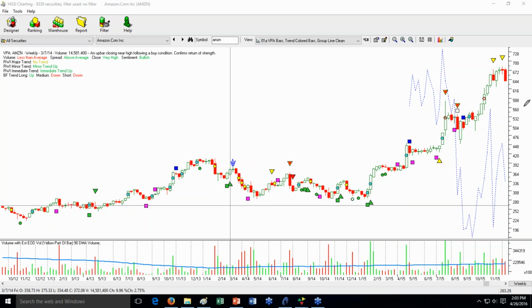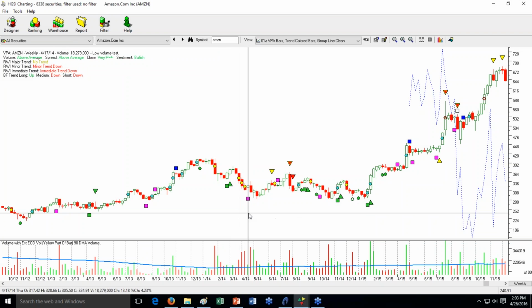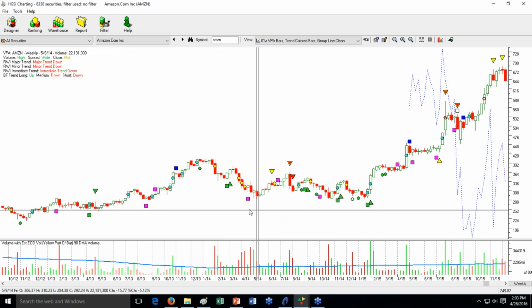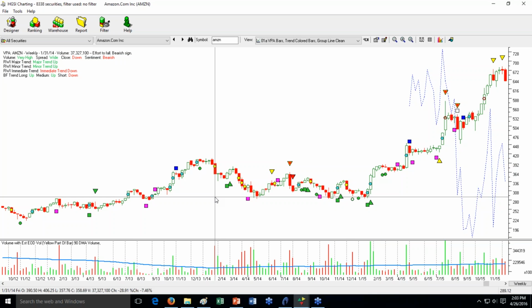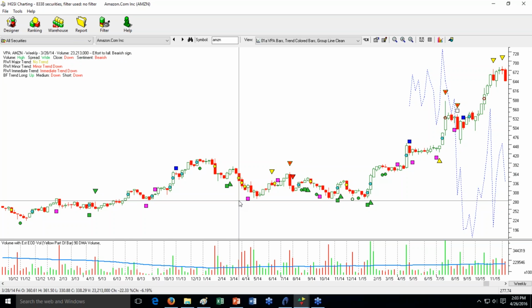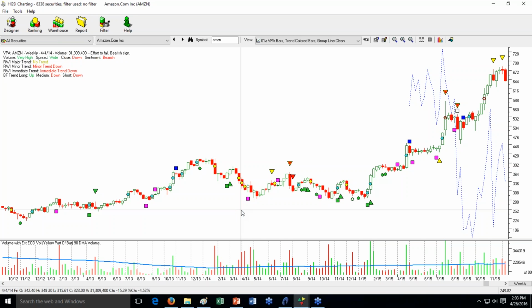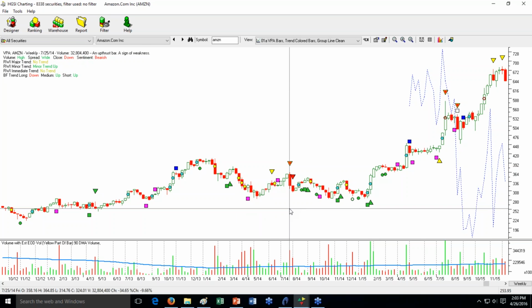Okay, so as we go through all of the other signals here, some of the signals that I thought were, again, extremely interesting. So for instance, we had this bar right here that showed us initial weakness. We have this bar right here that is showing a continuation of that weakness. We look at the volume. The volume provides us a confirmation that supply is still available and that we are still in the testing process. And then this bar right here that says an upthrust bar, a sign of weakness.